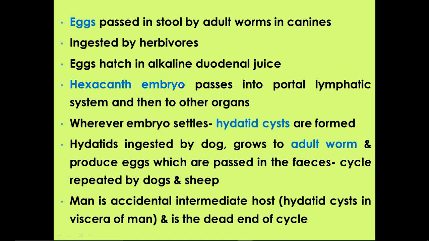Eggs are passed in stool, taken up by herbivores. The hexacanth embryo is going to pass to the portal lymphatic system, would reach different organs where it is going to form hydrated cysts. These are consumed by the carnivores, and the adult worms are produced in carnivores, and again the eggs are produced, and the cycle would be repeated time and again.